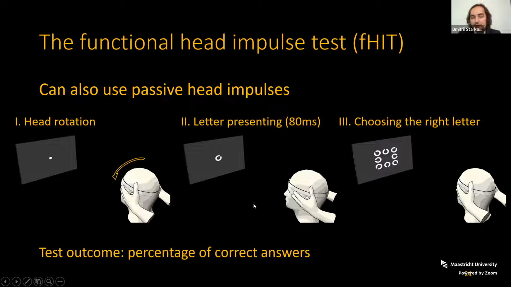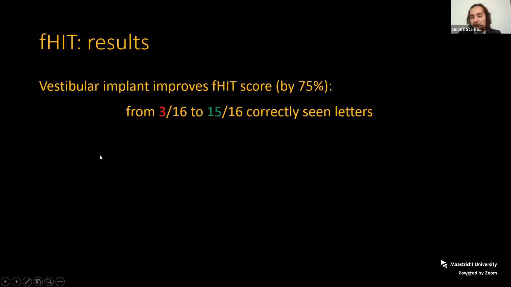And we applied this test in a patient who is fitted with the vestibular implant, and we compared two conditions: when the vestibular implant was off and on. And what we found was that the score was improved by 75%, or in letters, from 3 correctly seen letters out of 16 to 15 correctly seen letters. And this is a kind of promising finding, especially for research groups and doctors who deal with evaluation of the vestibular implant, because in this case, the test battery for vestibular implant evaluation can be increased by one more test.